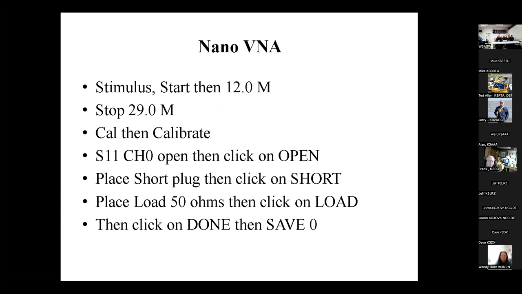So you start out, you hit the stimulus button, then put in the start frequency and the end frequency. In this case, it was 12 megahertz, and the stop frequency was 29 megahertz. You tell it to calibrate, and then it'll come back and say, put in your open connection, put in your short connection, put in your load connection. Then there'll be one to say save your values, and that'll store it into the ROM that's inside the unit itself, okay?